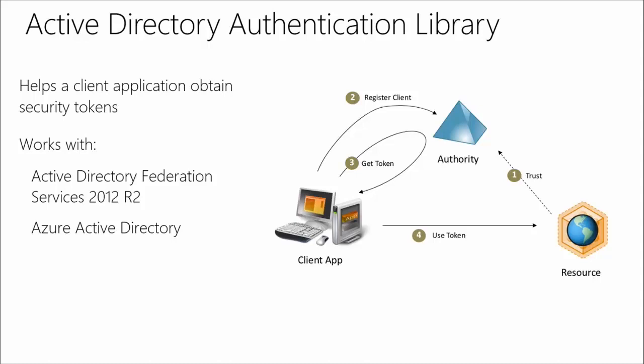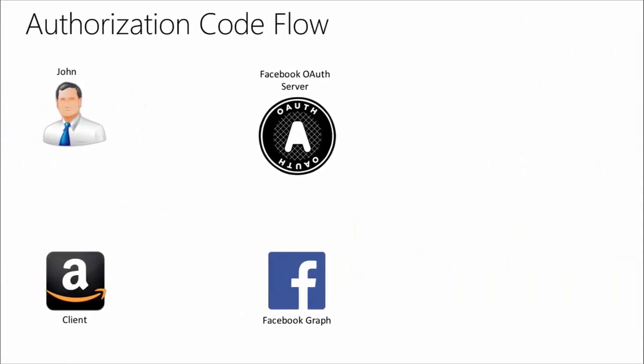In this model, we have some resource over here, if you look at the diagram on the right side, that trusts this authority that's going to dole out tokens for us, right? So when the client comes in and hits this, he's going to have to register himself and get a token, and then every time I want to call this resource, I'm going to use that token. To break it down to the simplest terms, this is the data flow for interfacing using Active Directory Authentication Library.